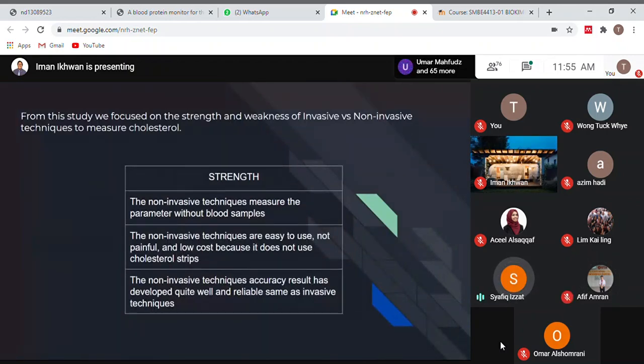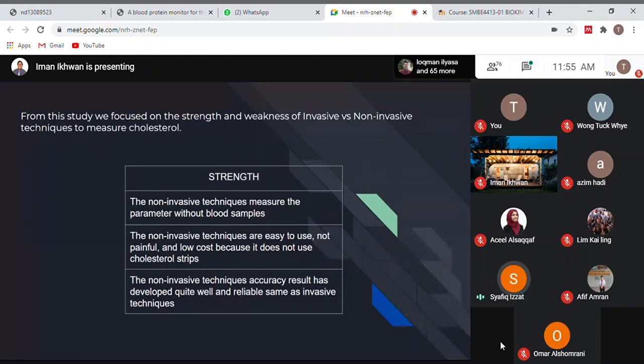For the strengths and weaknesses, from the study, we focus on the strengths and weaknesses of several elements of invasive versus non-invasive techniques to measure the level of cholesterol. Basically, we focus on developing a blood cholesterol tool using an infrared sensor or infrared light, and we propose and present the idea of measuring cholesterol level without needing a blood sample, compared to the existing invasive method where they need to take a blood sample to measure blood cholesterol.